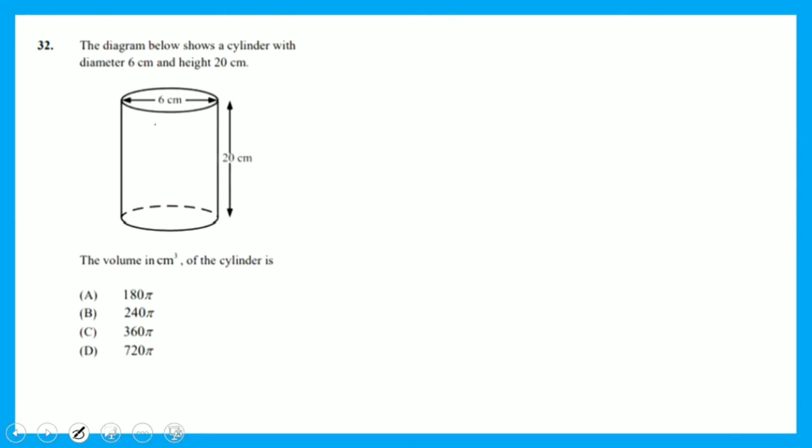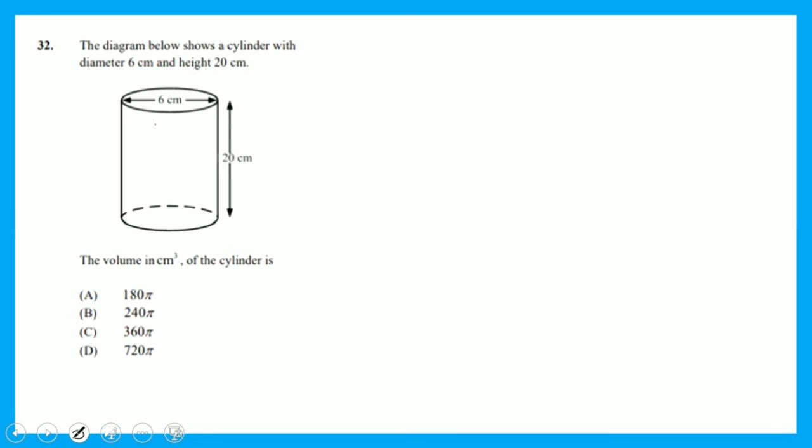We are moving to number 32. It says the diagram below shows a cylinder with diameter 6 centimeters and height 20 centimeters. And we should write what the volume is. One of the things you must notice is that the volume is not given with just a number, but actually there is pi in the answer. So bear in mind that when you're working out your answer, do not try to get rid of pi from your equation at all.